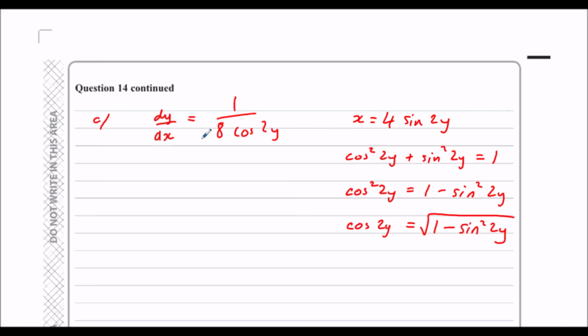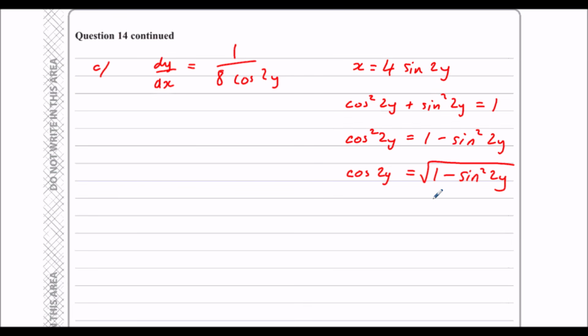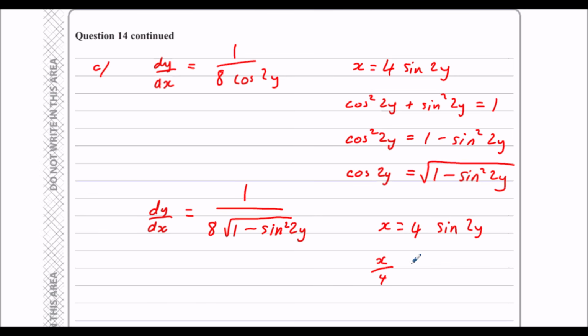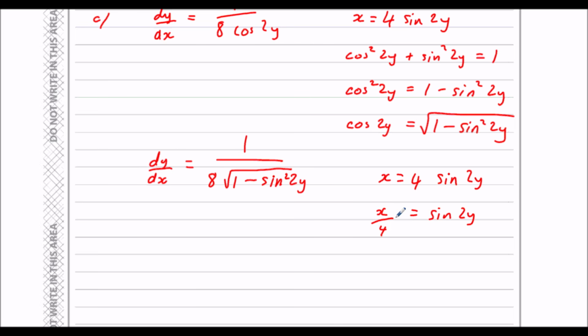So going back to our dy/dx, we can change cos 2y into this. So dy/dx is 1 over 8 times the root of 1 minus sine squared 2y. So we haven't got rid of the y's yet. We can change it into x's though, because sine 2y. So this is a bit confused. I'm going to write this again. So x equals 4 sine 2y. So sine 2y is x over 4. So sine squared 2y, so square both sides. So x over 4 times x over 4 is x squared over 16. So I can substitute x squared over 16 in for sine squared 2y.